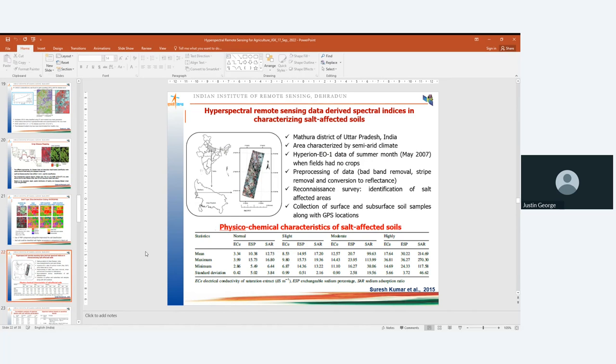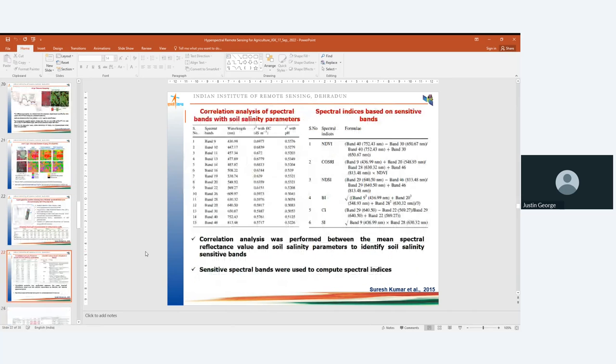ECe indicates mainly the electrical conductivity of the saturation extract. ESP mainly indicates the exchangeable sodium percentage, and the SAR mainly indicates the sodium adsorption ratio. Just keep in mind that these are the various chemical indicators or parameters which are widely used to describe the salinity, whether it is slightly, moderately or highly saline. As a take home message, I will say if the electrical conductivity is more than 4, the soil is saline. And with increase in the electrical conductivity value, the salinity severity of the salt composition also increases.